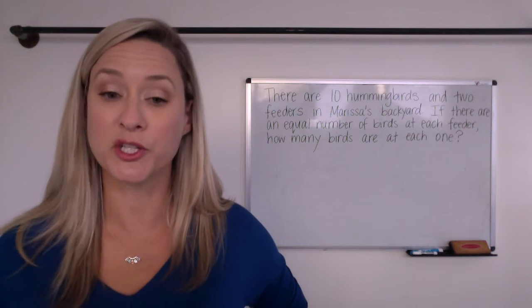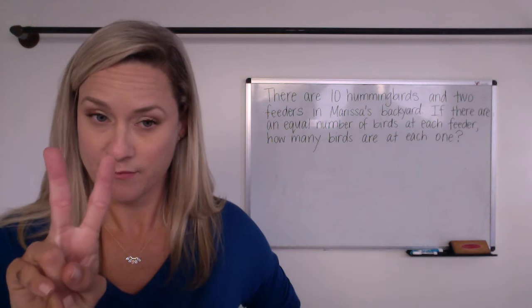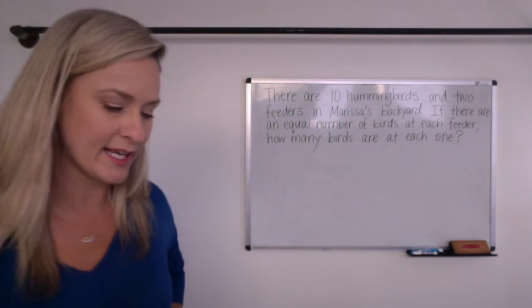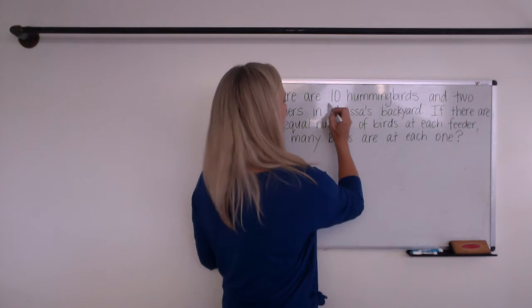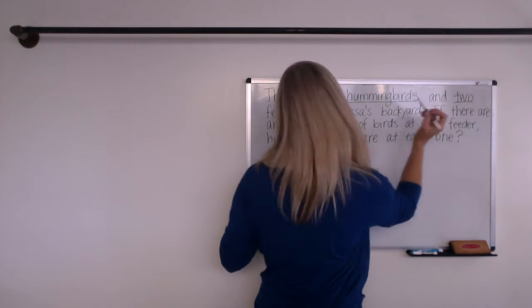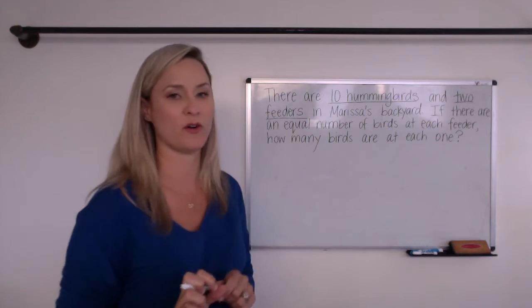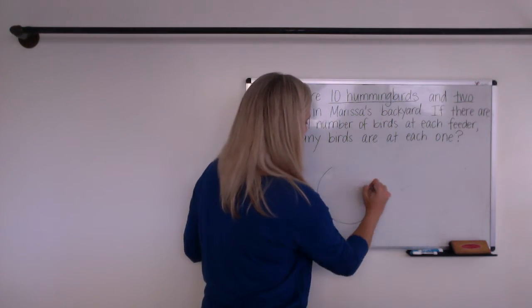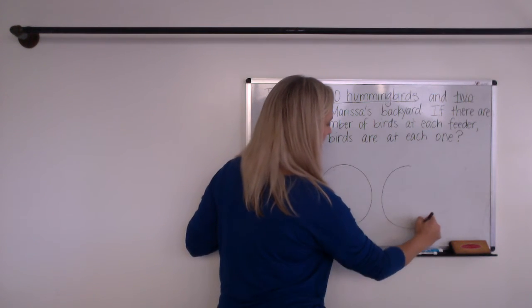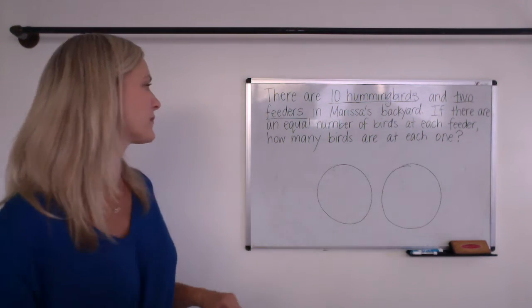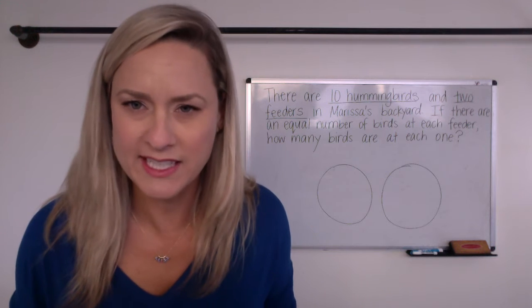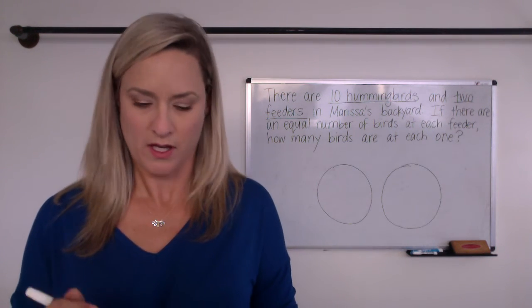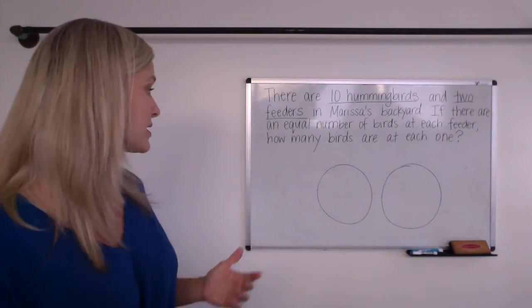All right, so make sure you read this twice. Make sure you have the picture in your head, right? So we know for sure that there are 10 hummingbirds and 2 feeders. Okay, so I'm imagining that as 2 feeders, like here's a hummingbird feeder number 1, and here's hummingbird feeder number 2. All right, now the next thing we know is there's an equal number of birds at each feeder. And we have to figure out how many birds are at each feeder.